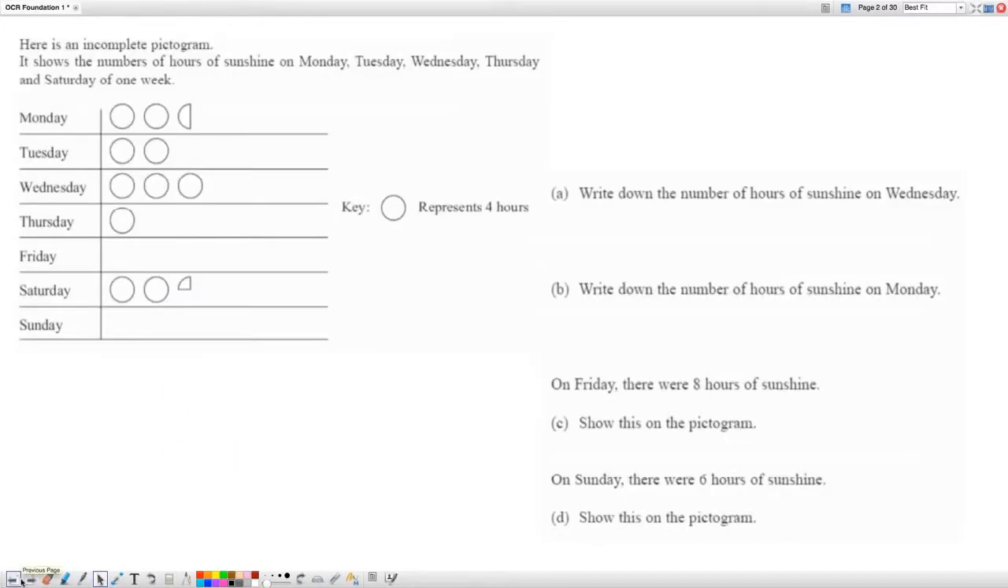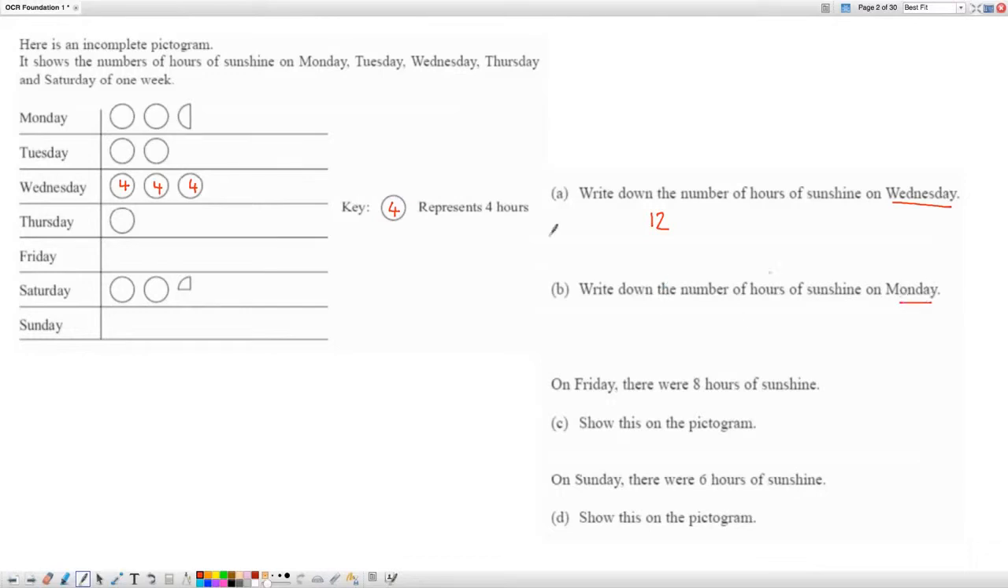Here is an incomplete pictogram. It shows the number of hours of sunshine on Monday, Tuesday, Wednesday, Thursday and Saturday of 1 week. We can see the key shows us that one full circle represents 4 hours. So if we're asked to write down the number of hours of sunshine on Wednesday, looking at Wednesday on our pictogram, we have 4, 4 and 4, three full circles representing 12 hours of sunshine.